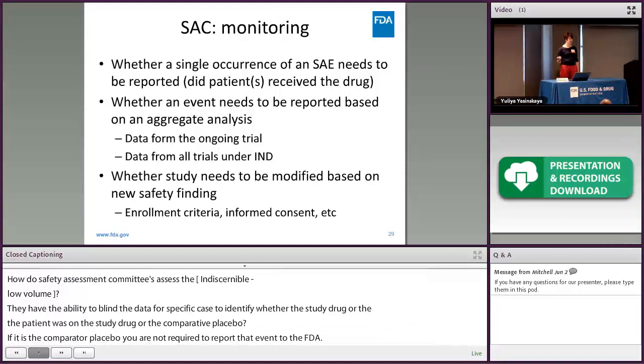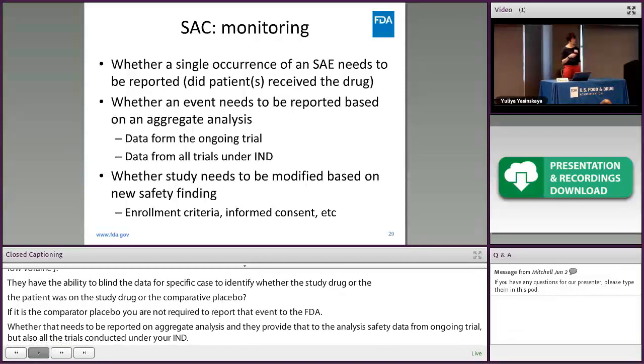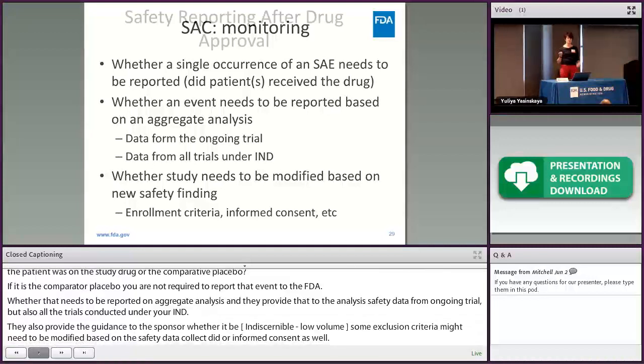They also provide guidance to the sponsor on whether the study needs to be modified. Some inclusion-exclusion criteria might need to be modified based on the safety data collected, or informed consent as well, or even safety monitoring procedures, to identify certain events in due time and keep them from progressing to a serious condition.